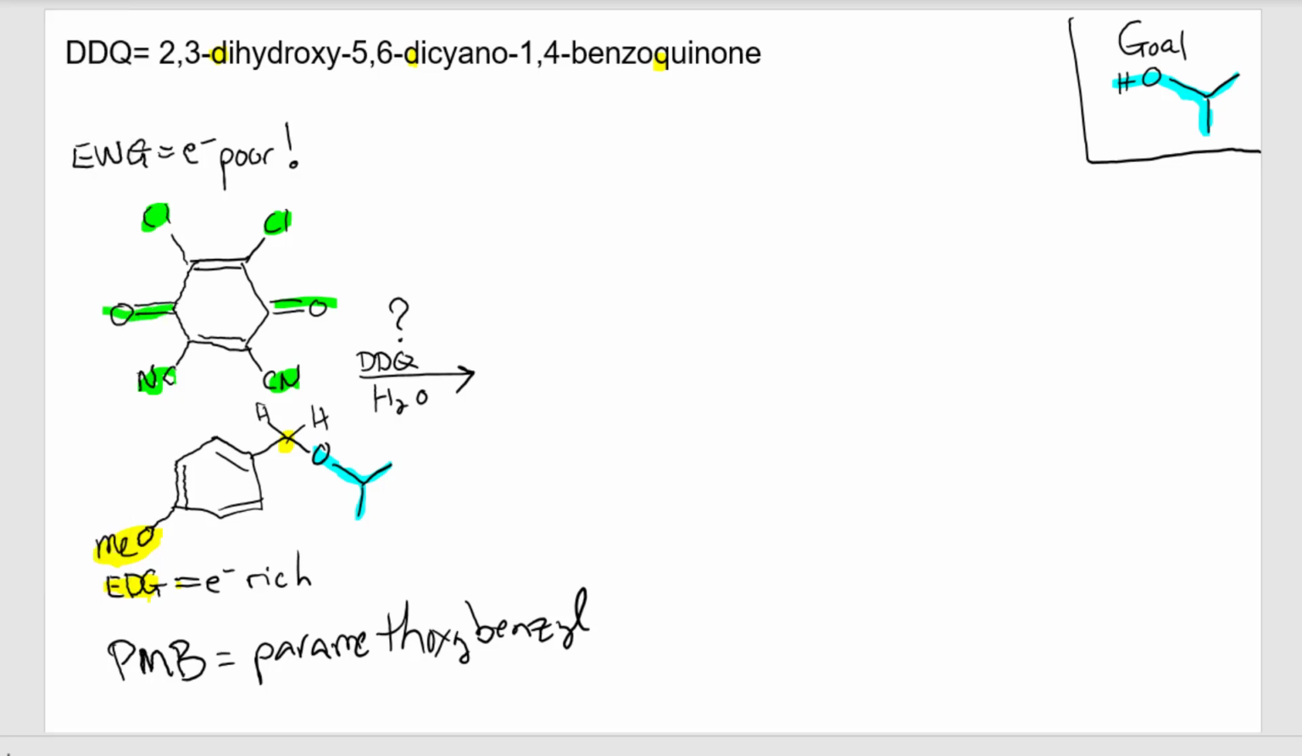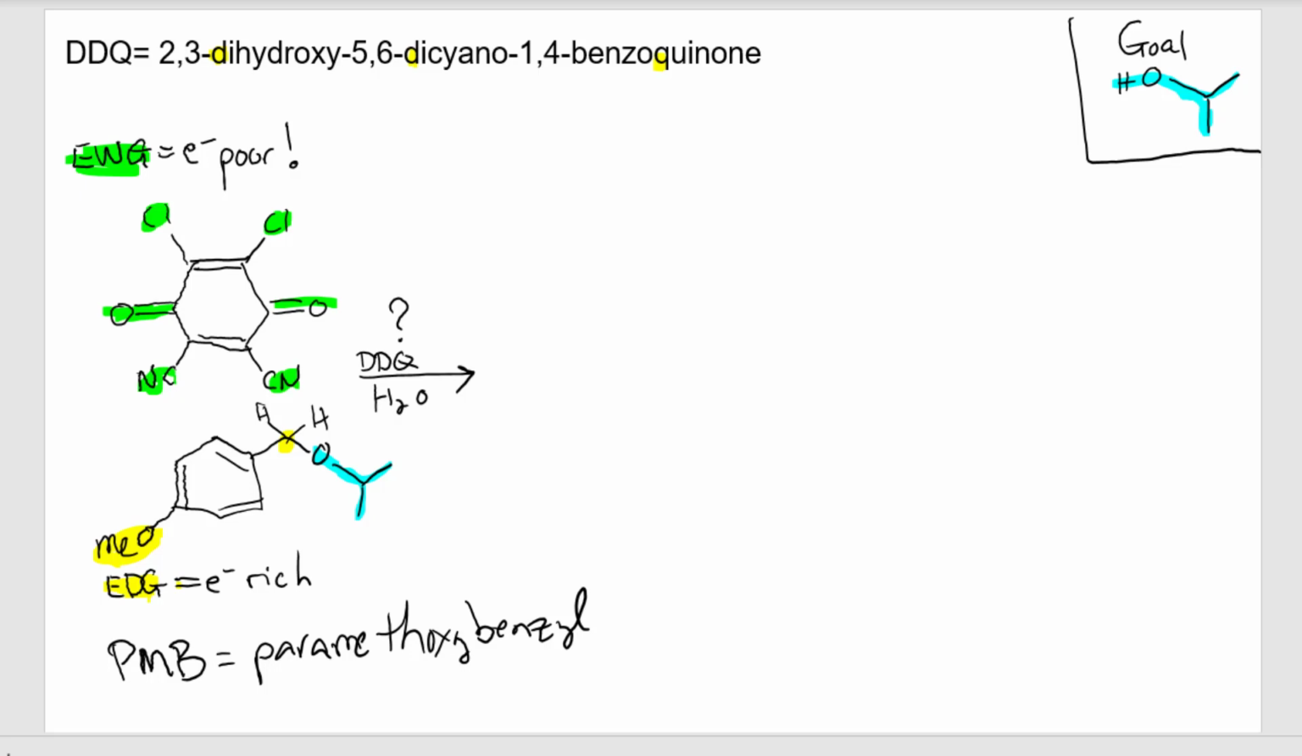And what you'll notice in DDQ, I've drawn the molecule here, you'll see that there are a lot of functional groups, one at every carbon of the ring, in fact, that are all electron withdrawing groups, thus making the ring very electron poor. Okay, this is important. This sort of pairing is really important. DDQ is so electron poor that it will entice an electron from the now electron-rich ring into itself.